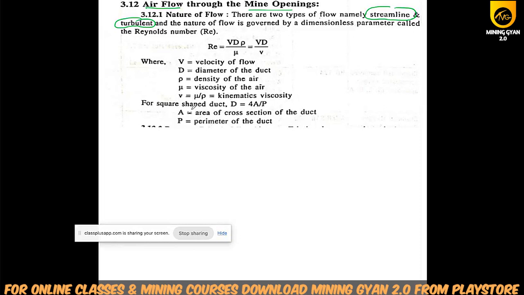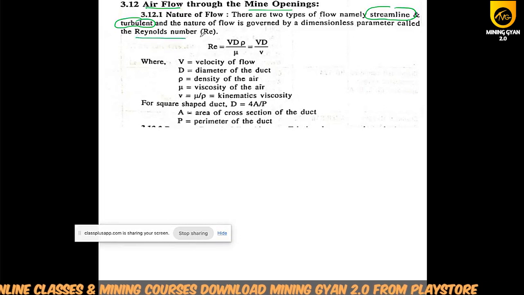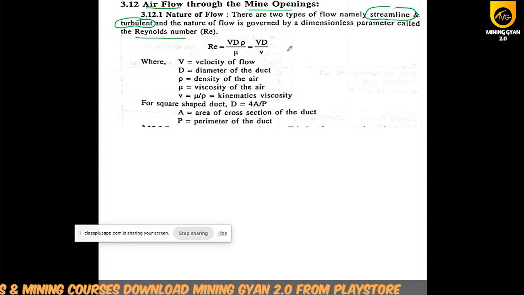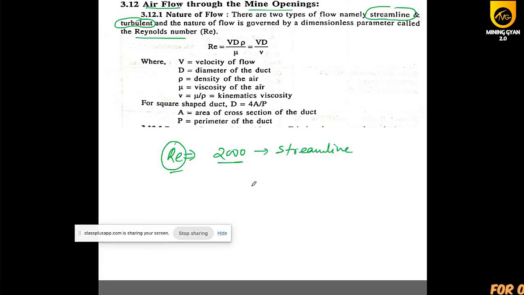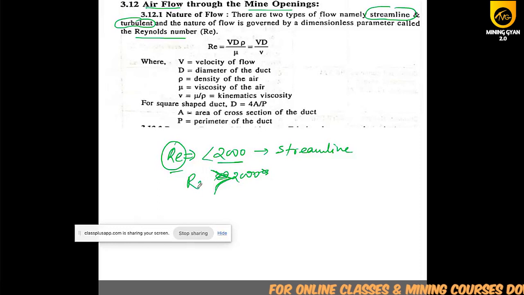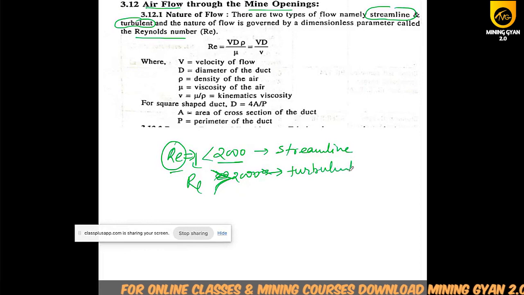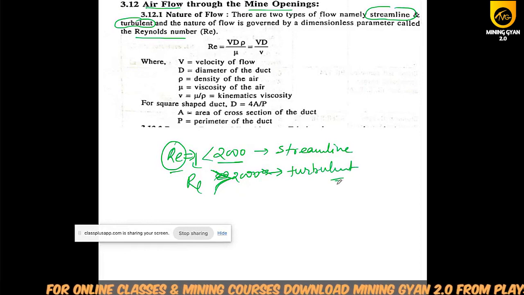How will you find out the nature of the flow? It is governed by the dimensionless parameter known as the Reynolds number. It is represented by Re. I think I told you, if it is lesser than 2000, it is known as streamline or laminar flow, and if it is greater than 2000, then it is known as turbulent. Okay, so you should remember this formula.